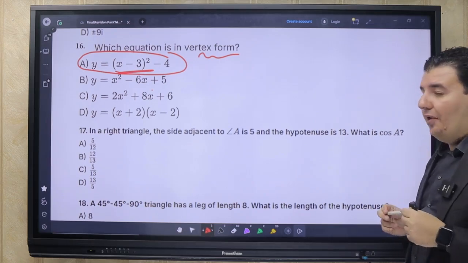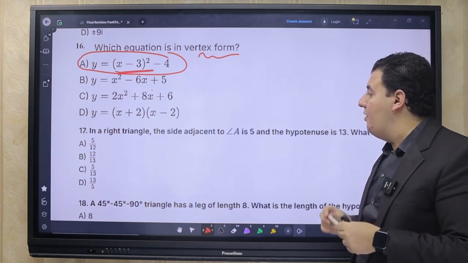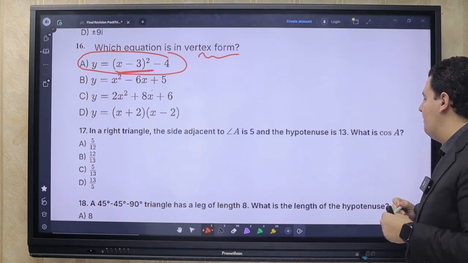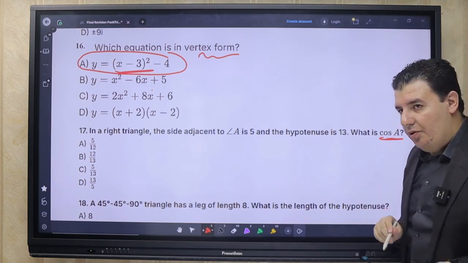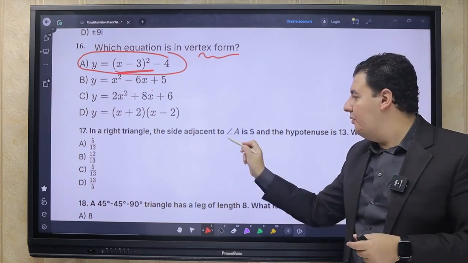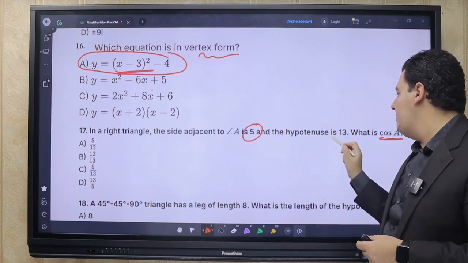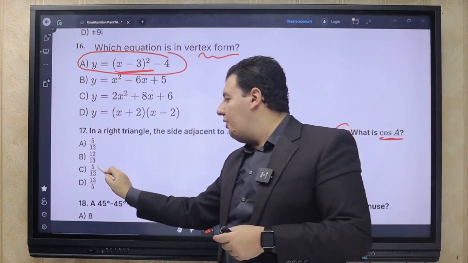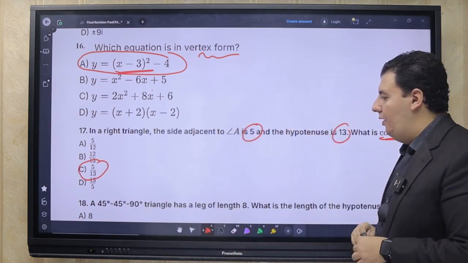So the equation in the vertex form is letter A. In the right triangle, the side adjacent to angle A is 5 and the hypotenuse is 13. What is the cosine? The rule of the cosine is adjacent over hypotenuse. Adjacent equals 5, hypotenuse equals 13. So I will choose 5 over 13. 18.